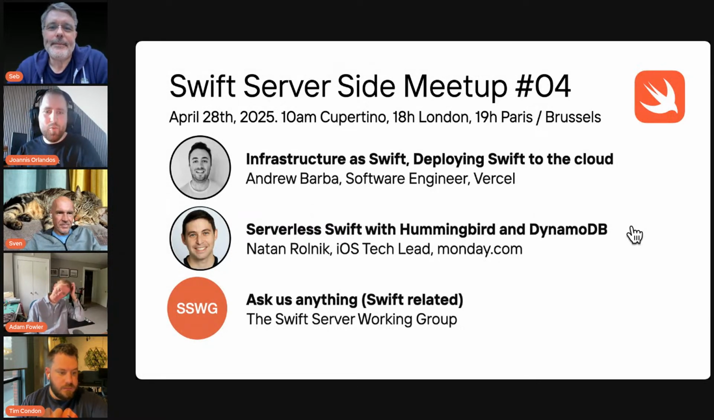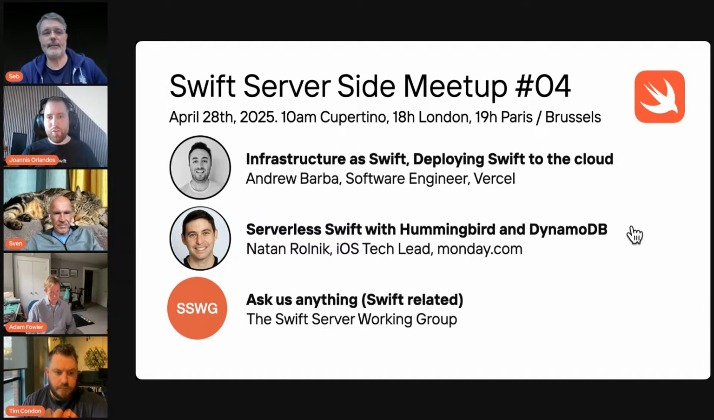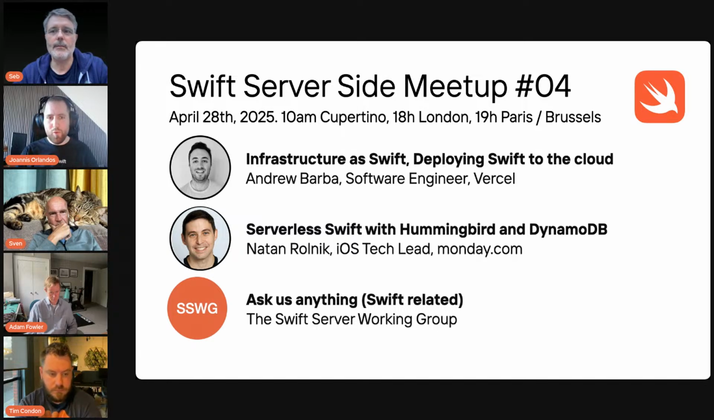We have an exciting agenda coming up. We'll have Andrew Barba talking about infrastructure as Swift. Andrew is known from his work on Swift Cloud. And then we have Nathan Rolnick talking about Serverless Swift with Hummingbird and DynamoDB. Nathan also runs the Swift Dev Toolkit, which is a blog in the Swift server and tooling ecosystem space.